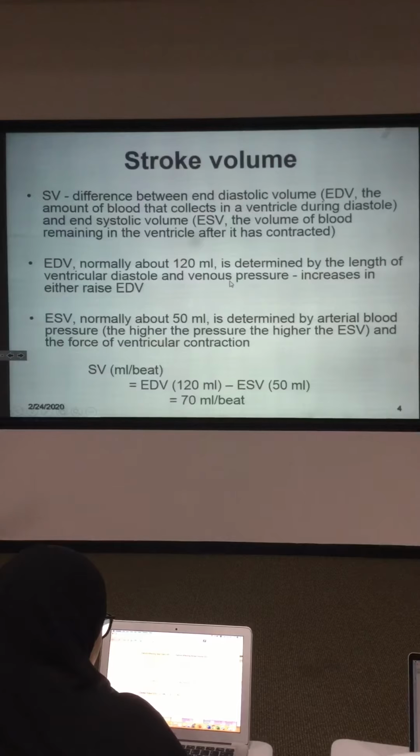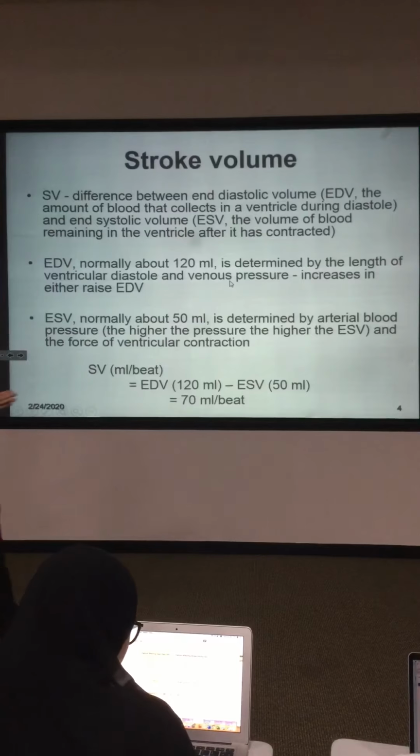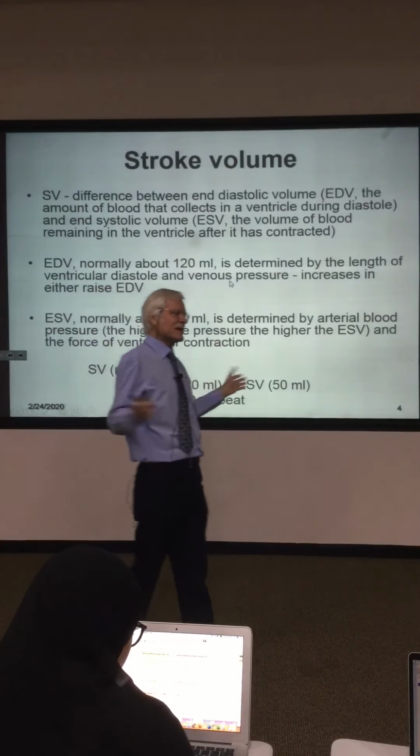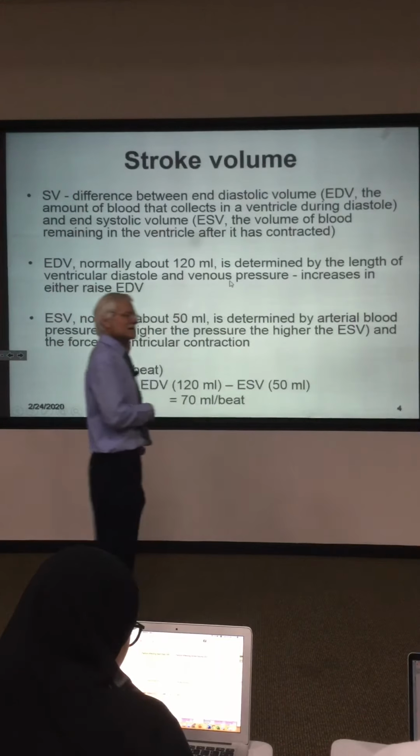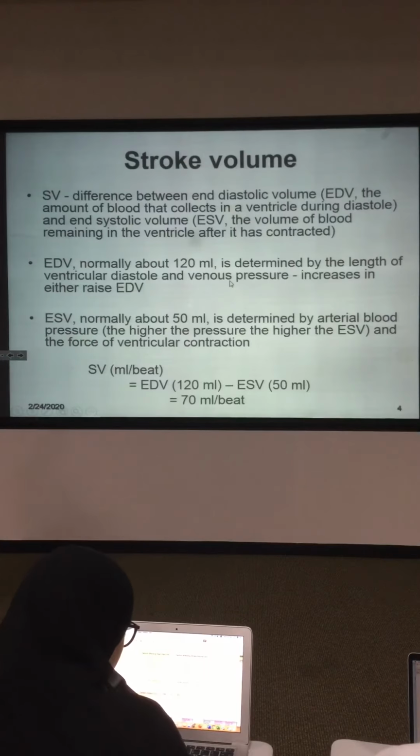So if you want to define stroke volume, you can say it's the difference between the end diastolic volume, the amount of blood that collects in the ventricle during diastole or filling, and end systolic volume, the volume of blood remaining in the ventricle after it's contracted. Okay? So filling, emptying, the difference between when it's filled and when it's empty is the stroke volume.